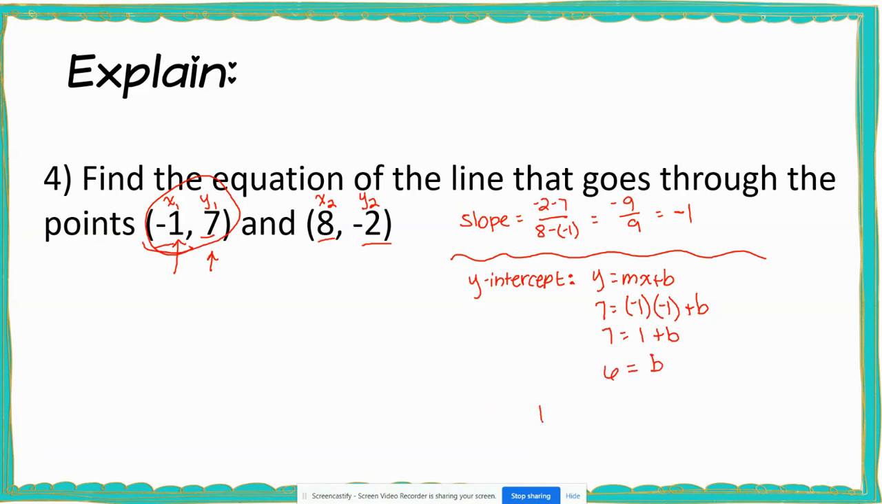To write my equation, I'm saying y equals m, which is negative 1, times x, plus b. My b is positive 6, so I'm going to say plus 6. Another way to write this is to not write the negative 1, but to just write negative x plus 6.